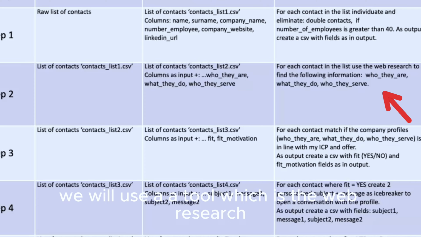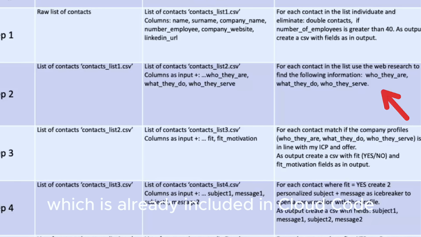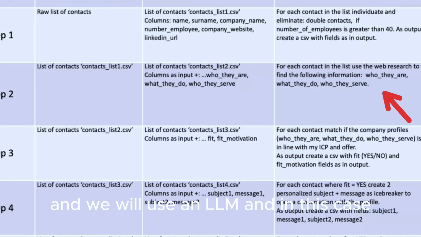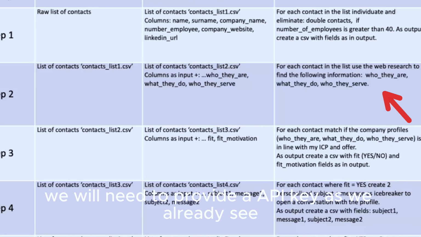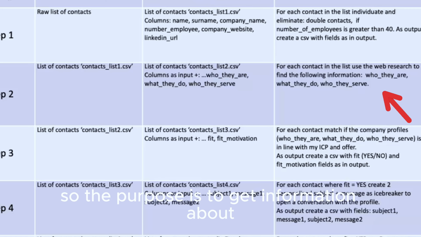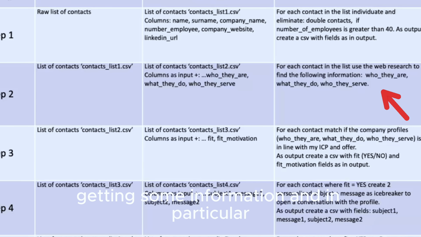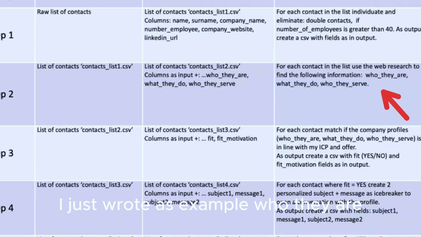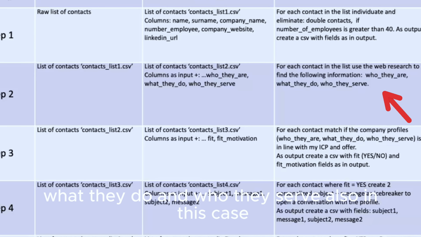In this case, we will use a tool, which is the web research, which is already included in Claude Code, and we will use an LLM. And in this case, we will need to provide an API key, as we already saw in the previous classes. So the purpose is to get information about all of these profiles, and in particular, I just brought as example who they are, what they do, and who they serve.